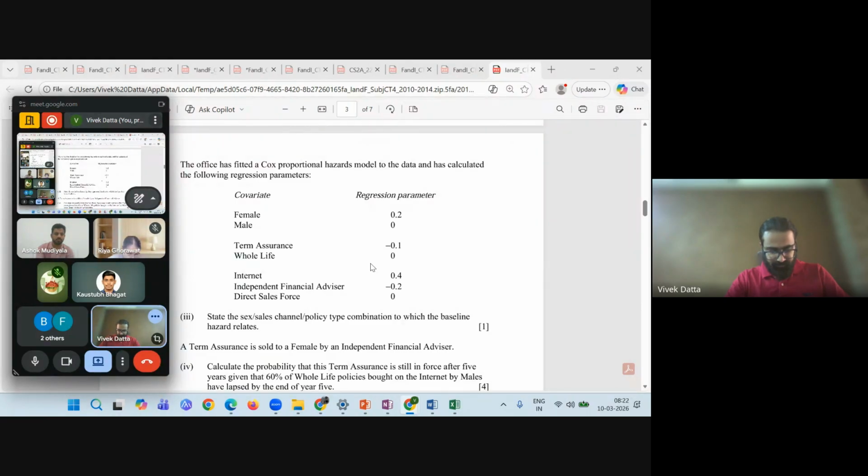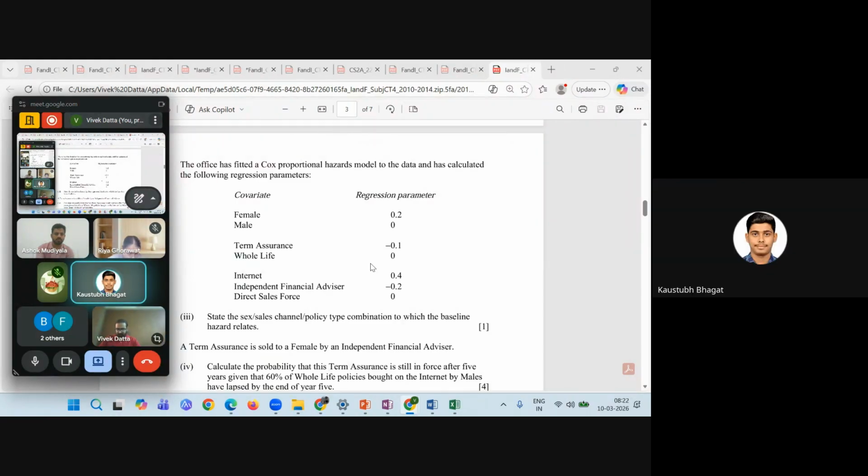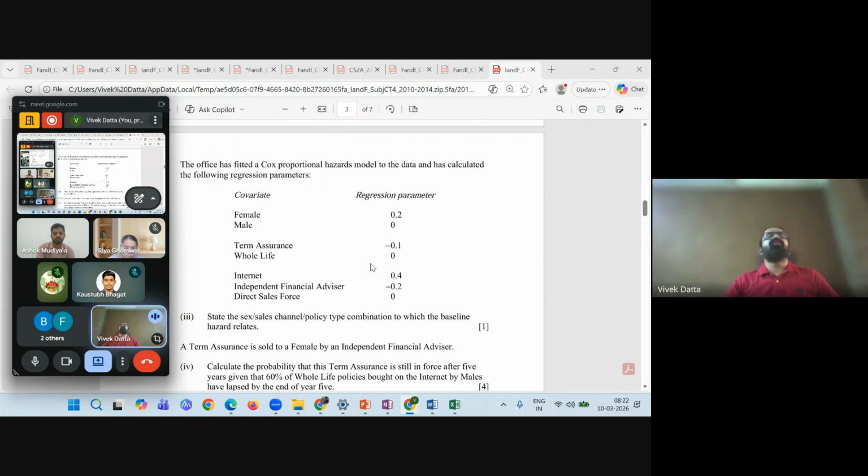Costco. Yes, sir. So the baseline parameters would be the values which have zeros here. I'm not asking you for the zero. I'm asking you to state, in a simple English sentence, the sales, sex, policy type combination on which the baseline hazard relates or applies.